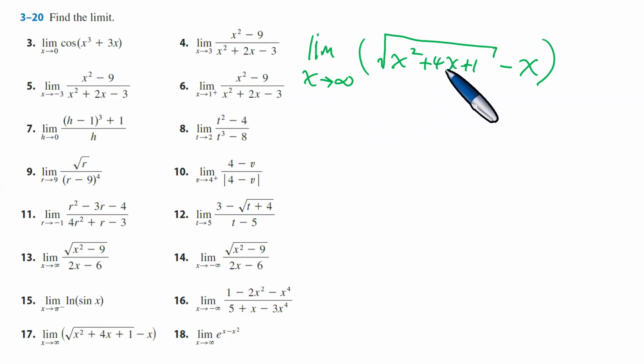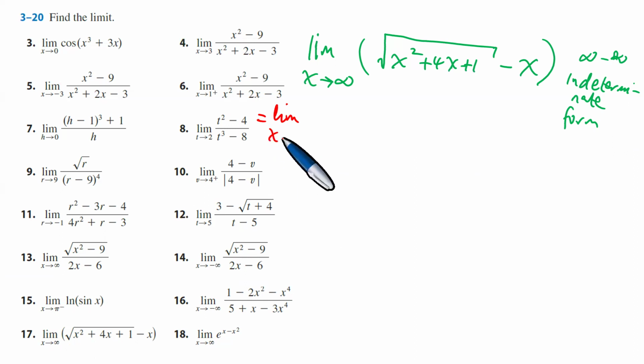is infinity, plus 4 times infinity, which is infinity, plus 1, which is infinity. The square root of infinity is infinity. So you have infinity minus infinity. But this one here is indeterminate. Right, so it is indeterminate. It's called an indeterminate form. Okay, because it is indeterminate, what we do, we rationalize.